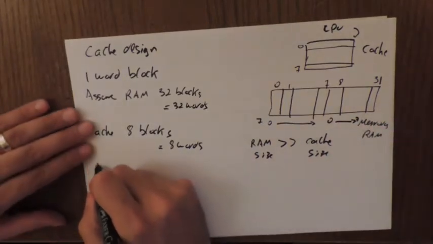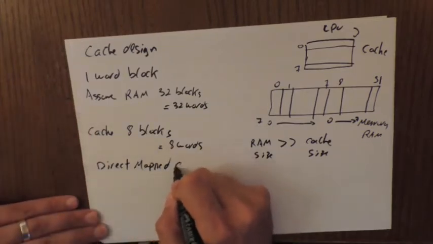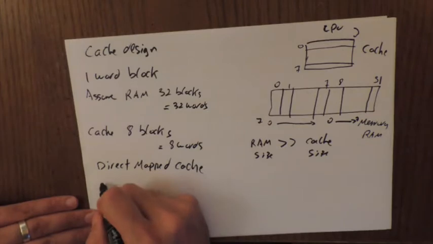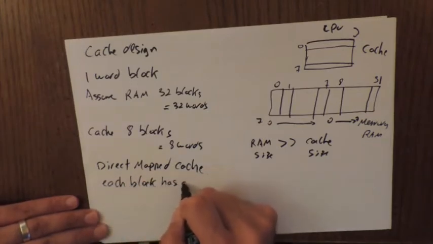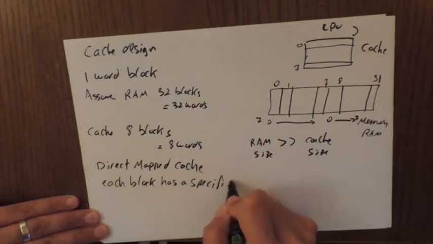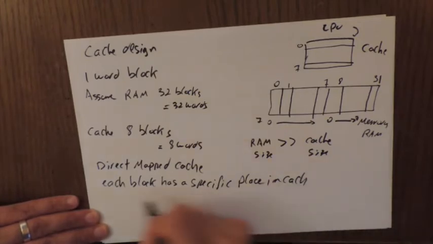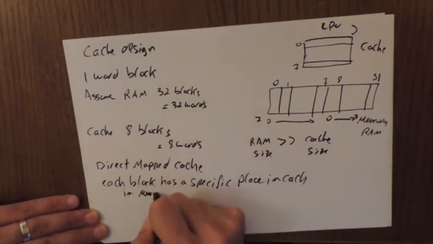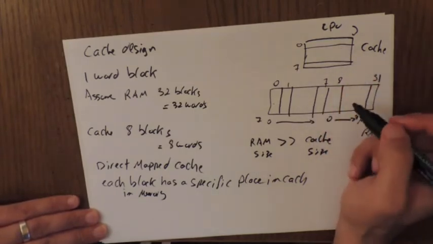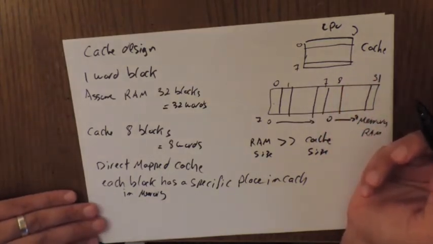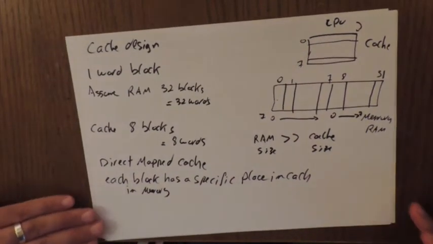So this is called direct mapped cache, where each block in memory has a specific place in cache. Okay, so block 0 will go to 0, block 8 will be 0. So what about block 22? How can I know block 22? It's very easy. There is a mathematical formulation.